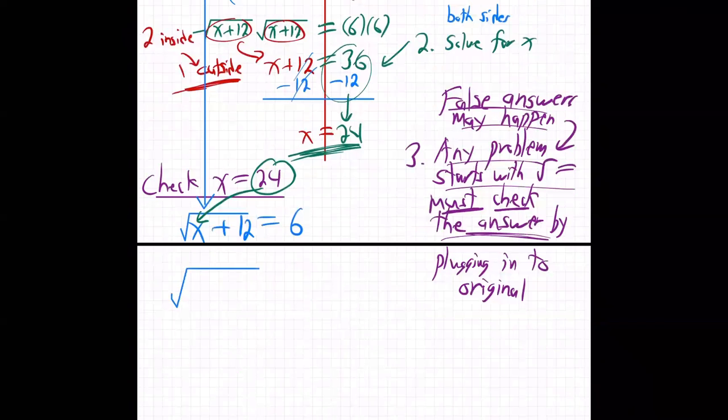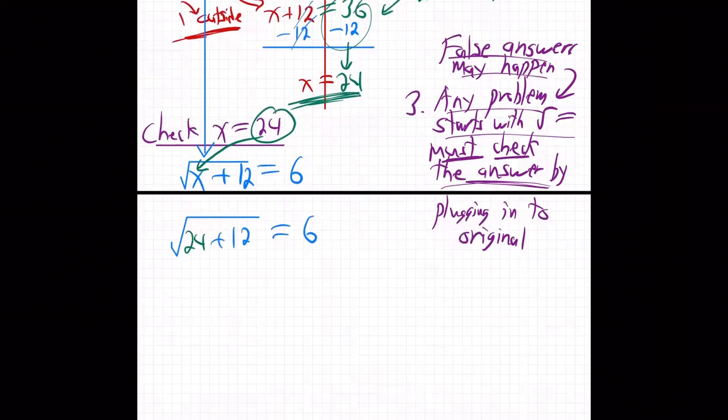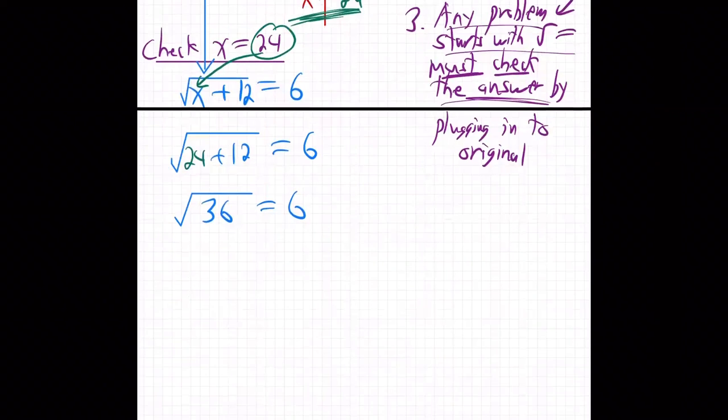Okay. And then what do you get? This will be the square root of 24 plus 12 equals 6. Right? I just plugged in the 24. We're saying X equals 24 is the answer, which means plugging in 24 should make it true. Does it? Well, let's see. It's the square root of, that's 36. 24 and 12 is 36. What's the square root of 36? Well, yeah, it's 6. Check.